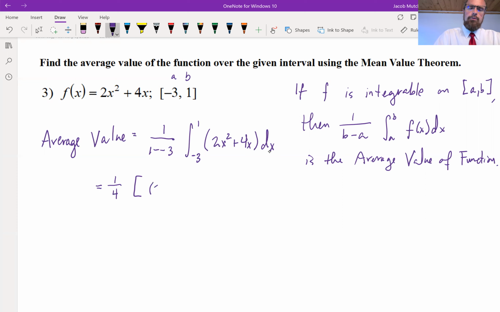So that's going to be 2. We're looking for the antiderivative of x squared, so that's going to be 1/3 x cubed. And then for my second term, to integrate 4x, we're going to put that constant coefficient 4, and then the antiderivative of the linear parent x is going to be half times x squared. And again, we're going to evaluate that from the value of -3 up to 1.